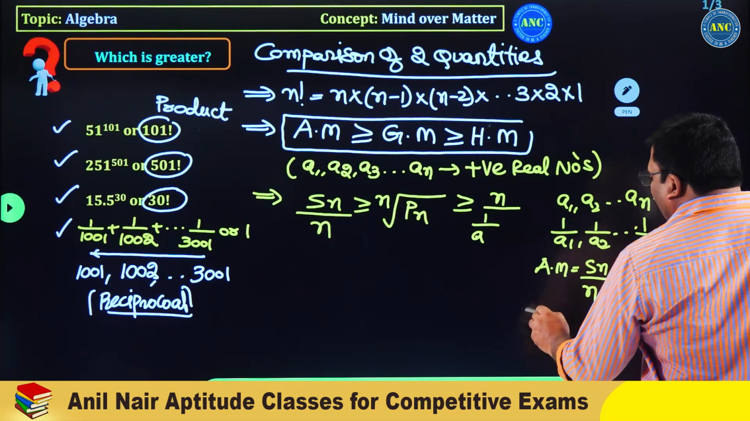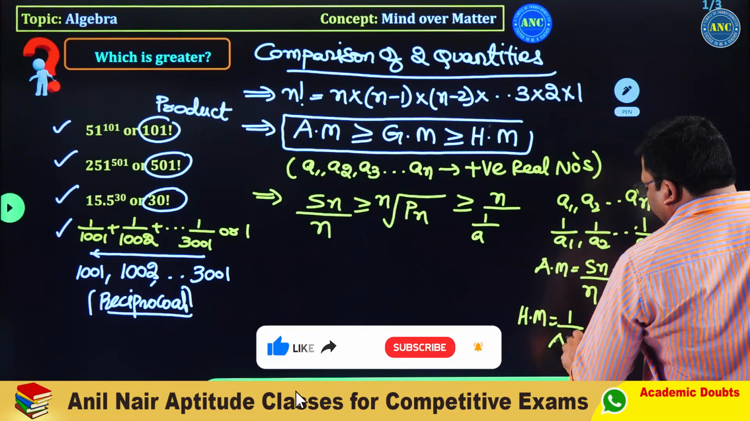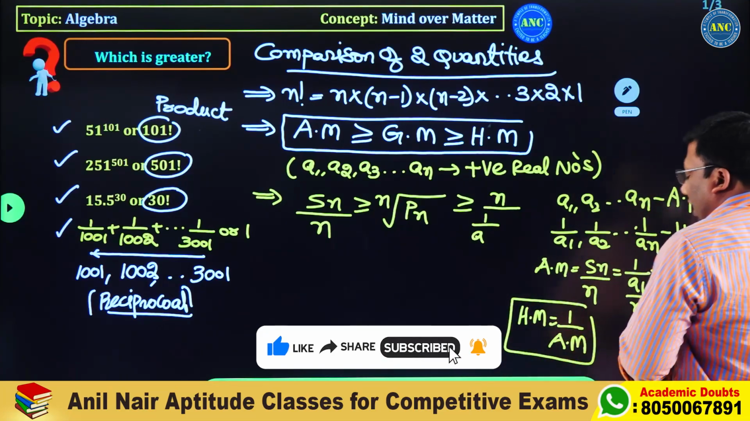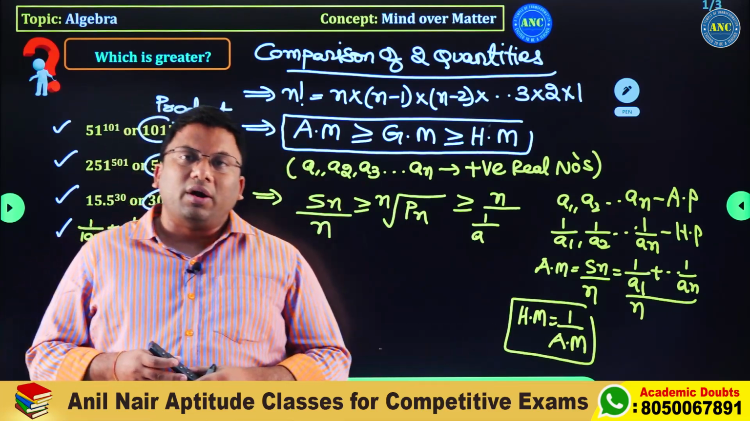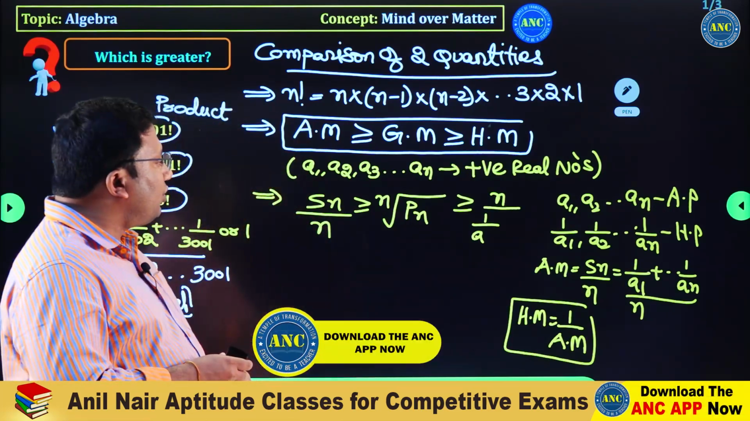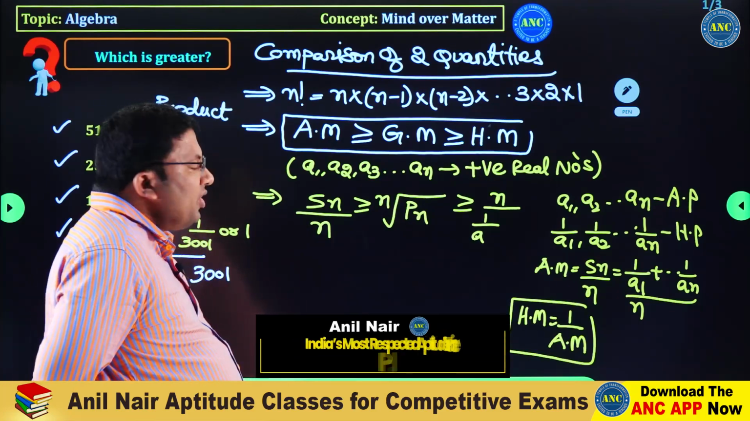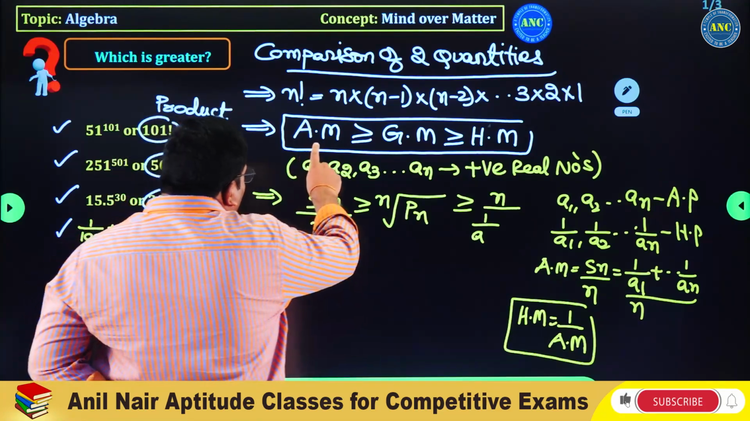Harmonic mean is given by 1 by arithmetic mean. So therefore it became n by 1 by a1 plus 1 by a2 plus 1 by a3 and so on up to 1 by an. Extremely important inequality. They will all be equal.